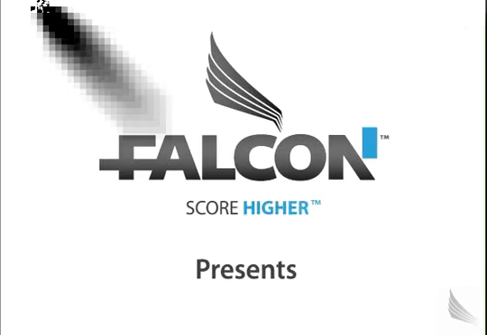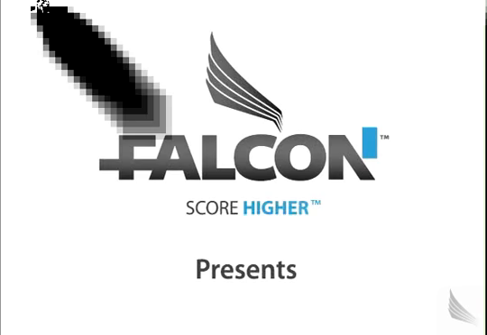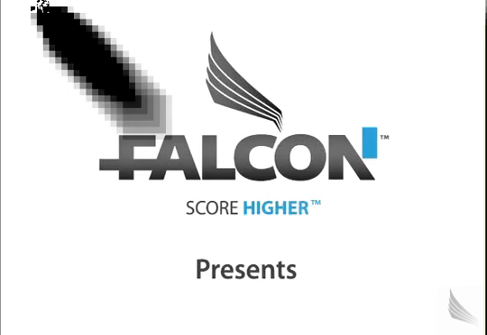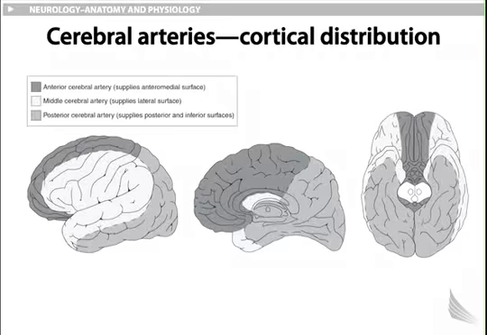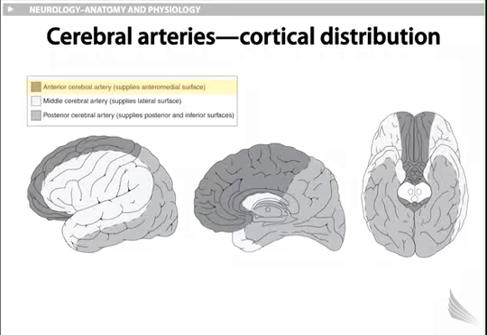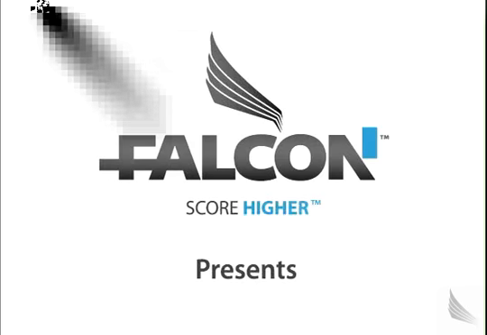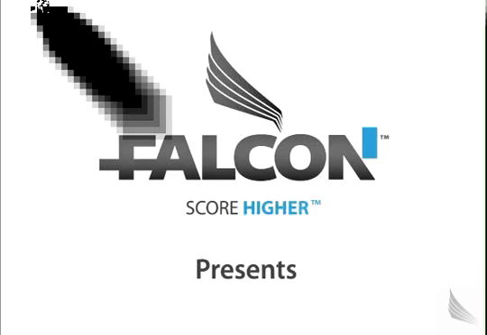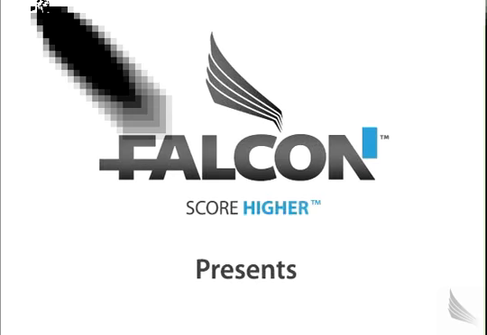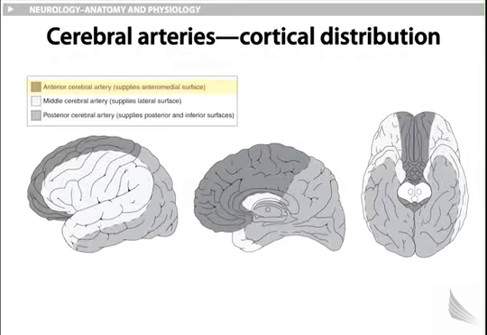Cerebral arteries, cortical distribution. It's important to know the vascular organization of the brain because this will allow us to connect a clinical syndrome to a vascular lesion. For example, the anterior cerebral artery supplies the anterior medial surface of the brain, and patients with strokes that cause isolated lower extremity dysfunction often have a lesion of the anterior cerebral artery.